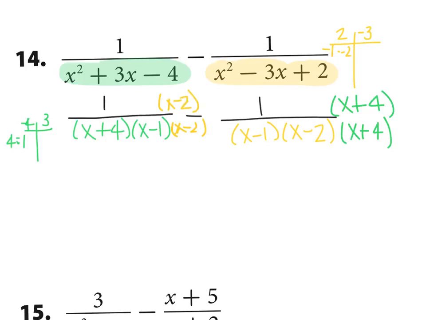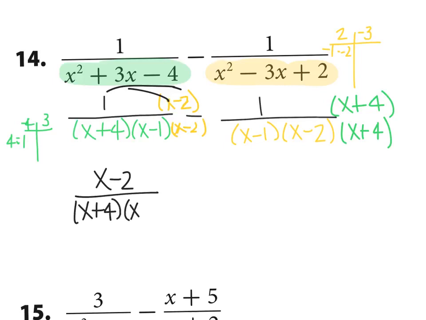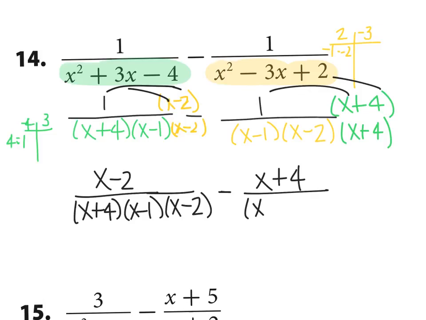So that gives me a new numerator of x minus 2, because 1 times x is x and 1 times -2 is -2. So x minus 2 divided by, and I'm going to leave all these as factors, x plus 4 times x minus 1 times x minus 2. And then minus, 1 times x is x, 1 times 4 is 4, divided by x plus 4 times x minus 1 times x minus 2. It doesn't matter what order you write them in as long as you have all the factors there. So I just wrote them in the same order that these were written in.